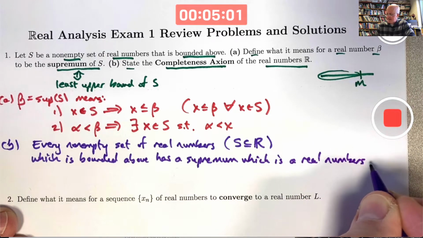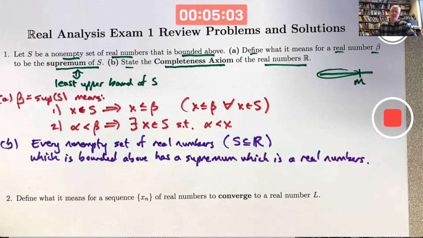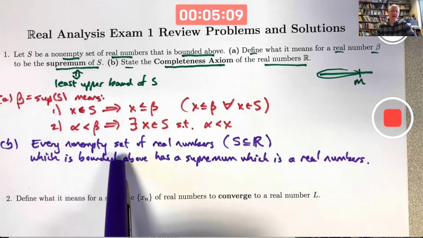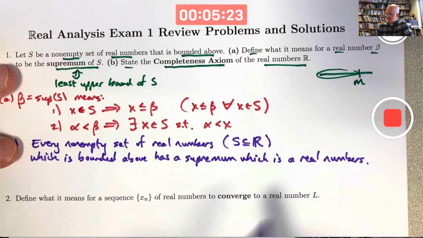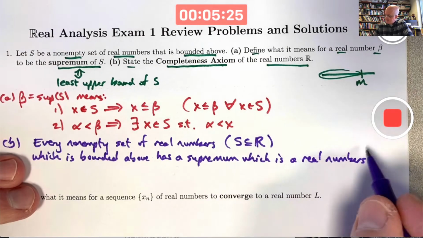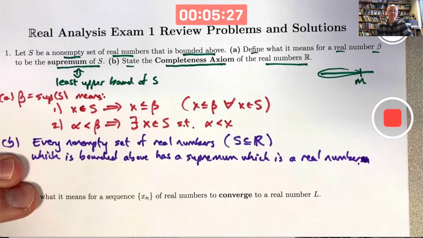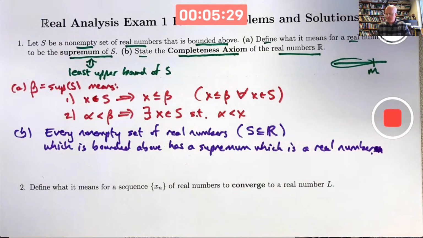And it's good to make that distinction because the rational numbers, for example, are a subset of real numbers. It turns out that any non-empty set of rational numbers which is bounded above also has a supremum because all rational numbers are real. However, that supremum is not guaranteed to be a rational number. Okay, that's a fundamental thing to know. So it's good to emphasize which is also a real number. Singular here. Okay, that is the completeness axiom.